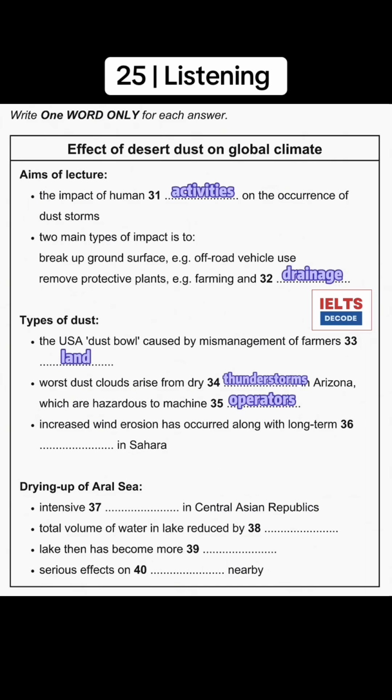Another example. The concentration of dust originating from the Sahara has risen steadily since the mid-1960s. This increase in wind erosion has coincided with a prolonged drought, which has gripped the Sahara's southern fringe. Drought is commonly associated with an increase in dust-raising activity, but it's actually caused by low rainfall, which results in vegetation dying off.